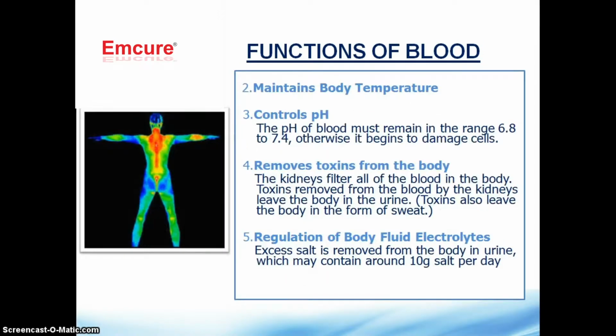Further to this, we have other functions of blood: they maintain the body temperature, control the pH, and remove toxins from the body with the help of your kidneys. Well, the kidneys act as organs for filtration. Toxins also leave the body in the form of sweat. The regulation of body fluid electrolytes is also one of the important functions of blood. Excess salt is removed from the body in the urine, which may contain approximately 10 grams of salt per day.